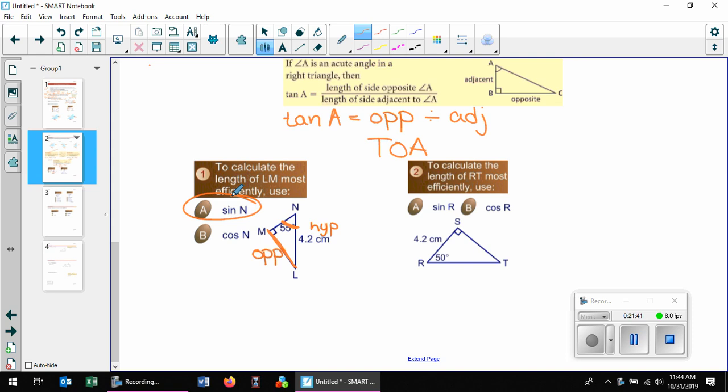If we are solving for the opposite side, we're not actually going to solve for it. We just figure out what trig ratio to use, because that's a whole other long step. The adjacent side would be here. I'm not looking to solve for MN. The question asked me to solve for LM.